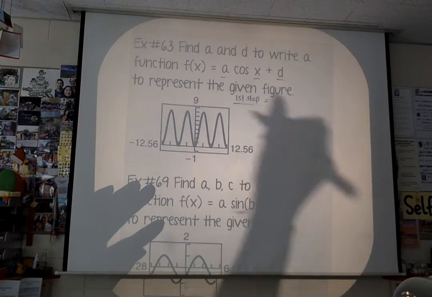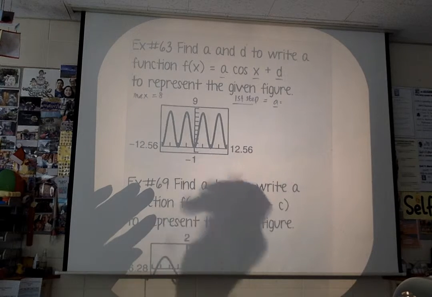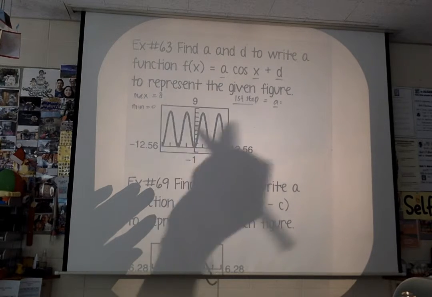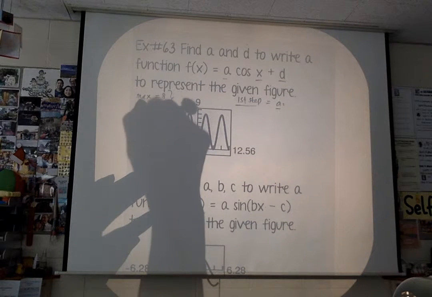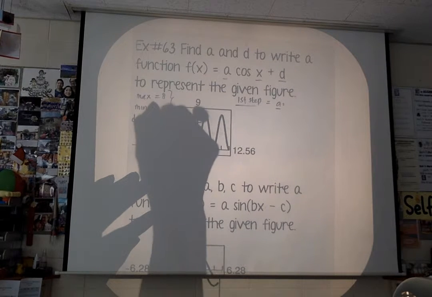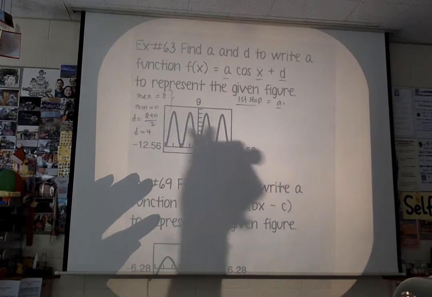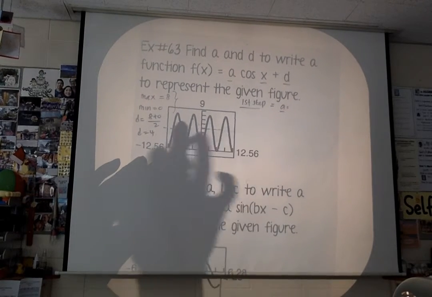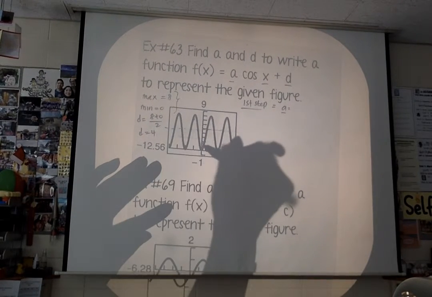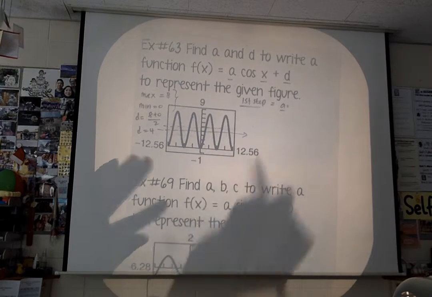Because look, what's our max? Our max is 8. What's our min? It's 0. Oh, so think about it. What's our midline? You're right. Isn't our midline y equals d, which is 8 plus 0 over 2, which is 4. So midline is 4. So we should draw that line right there. Oh, that's actually off a little bit. Sorry. 0, 1, 2, 3, 4. It's right here. Okay? That's our midline.